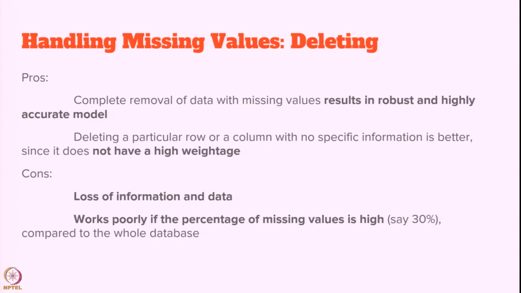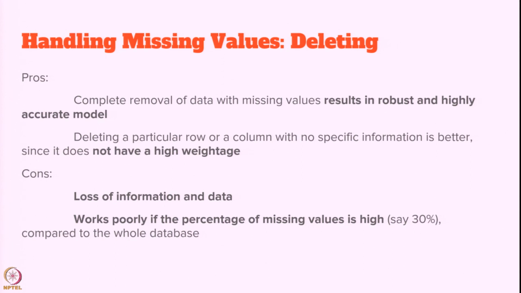Let us discuss this. If you are deleting, then what are the positives? The complete removal of data with missing values results in a robust and highly accurate model. That is quite obvious, right? We don't have any ambiguity or inconsistency because all those data are deleted. Also, deleting a particular row or column with no specific information is better since it does not have a high weightage.